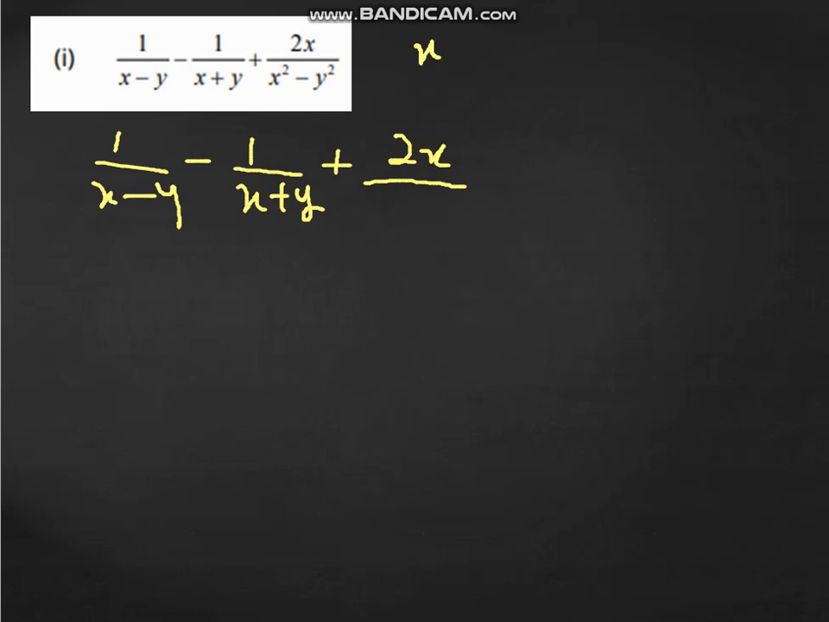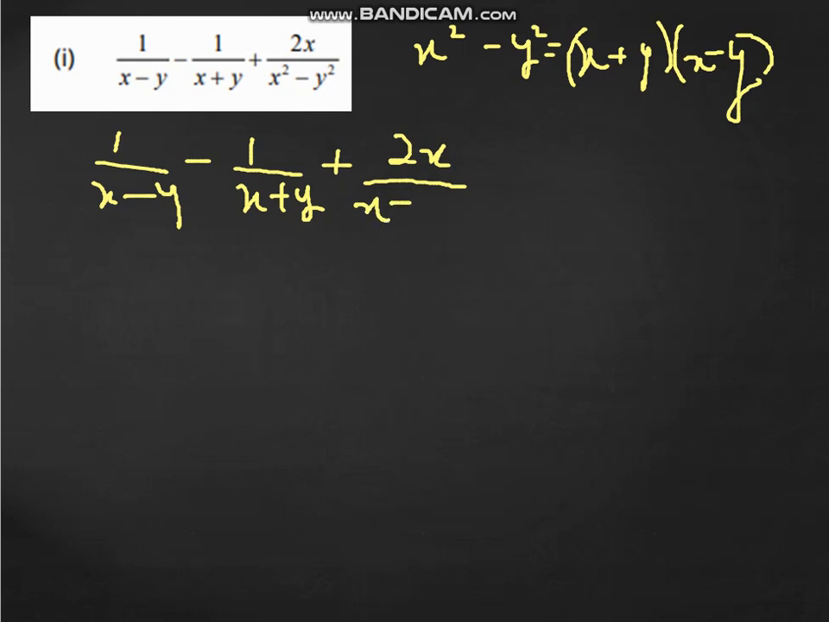So x squared minus y squared would become x plus y and x minus y. See? So x plus y and x minus y.